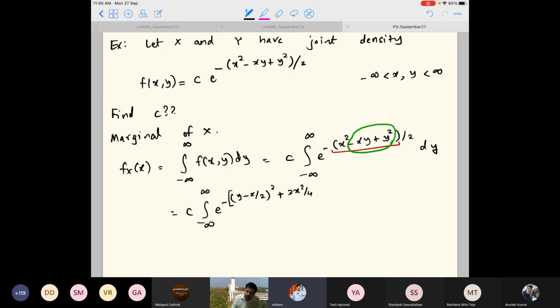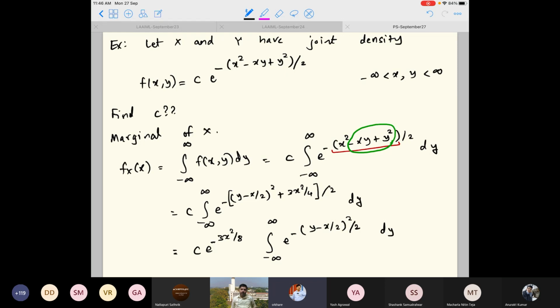I have split the remaining x square in this particular way, all divided by 2 dy. So that 1 by 2 is still there outside the bracket. Now c e to the power minus 3x square by 8 comes out, and what remains inside is minus infinity to infinity e to the power minus (y minus x by 2) whole square divided by 2 dy. So what is this integral? Can anybody tell? Root 2 pi, correct.